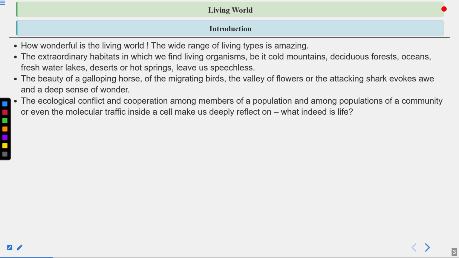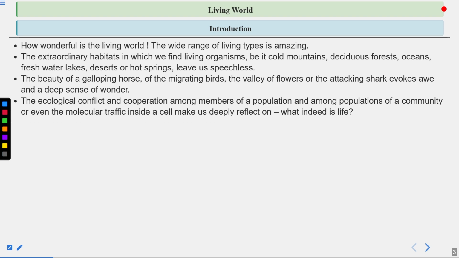So you must have heard about the mutualistic association, where both the interacting partners are benefited. So there is a cooperation and there is a conflict among the members of a population and also among populations of a community. So what is community? Community consists of populations of different species. Okay, so there can be a competition or there can be cooperation between the members of a population or between populations of a community, or even the molecular traffic inside the cell.